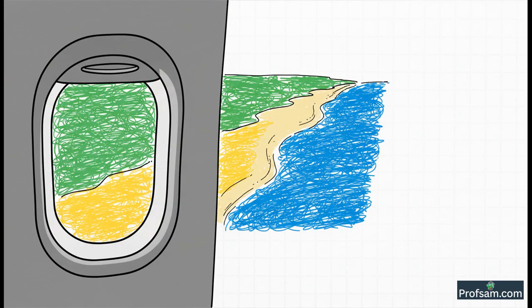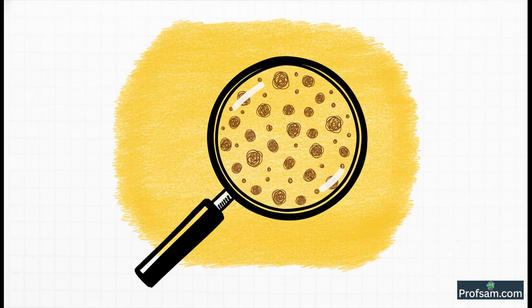To understand this smarter way, let's take a very simple analogy. Imagine you're in an airplane and you're looking down at a beach. What do you see? You see a smooth, continuous yellow surface, right? It looks like a single sheet of color. But what happens when you land and you walk on that very same beach? You realize it's not a smooth sheet at all. It's actually made of crores and crores of tiny, separate grains of sand.